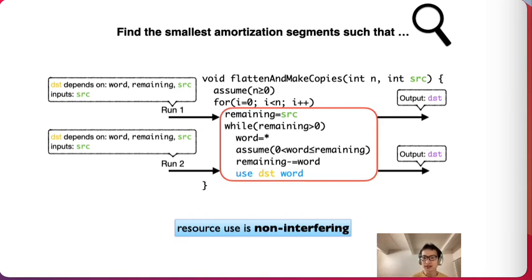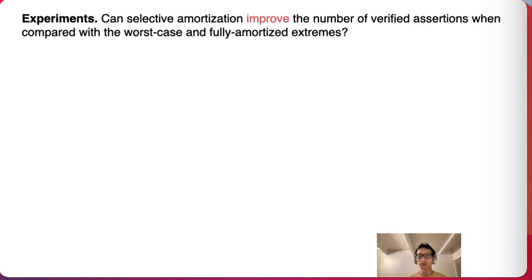Or we say that the resource used in this segment decomposition is non-interfering, by analogy to non-interference in security analysis. Algorithmically, we want to find the smallest non-interfering segment decomposition, to minimize this precise but complex, brittle, and expensive amortized reasoning. We implemented this particular amortization strategy in our experimental evaluation.